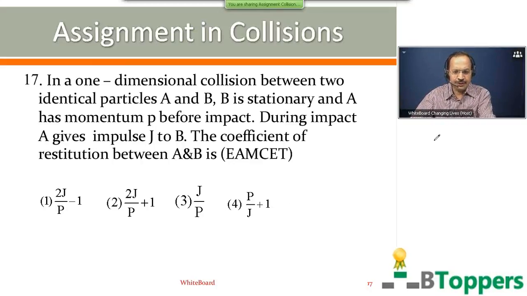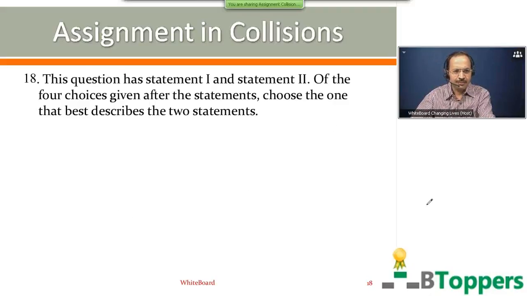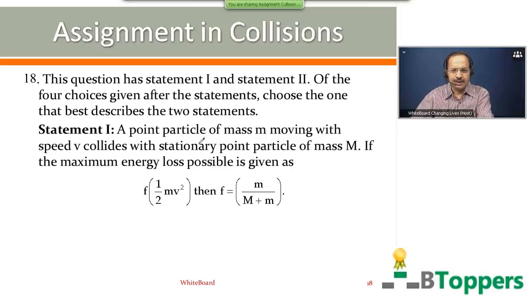Then look at the next question here, question number 18. The question has statement 1 and statement 2. Of the 4 choices given after the statements, choose the one that best describes the two statements. Statement 1: a point particle of mass small m moving with speed v collides with a stationary point particle of mass m.